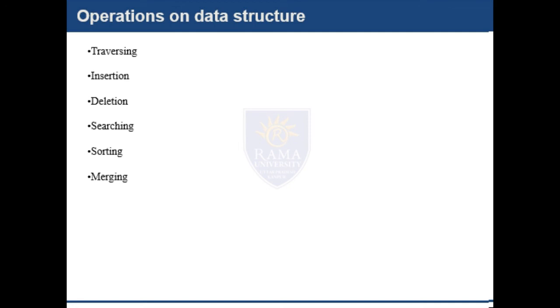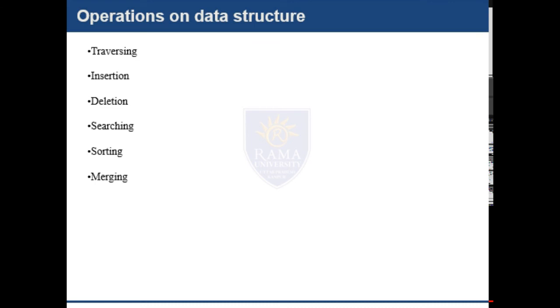4. Searching. The process of finding the location of an element within the data structure is called searching. There are two algorithms to perform searching: linear search and binary search. 5. Sorting. The process of arranging the data structure in a specific order is known as sorting. There are many algorithms that can be used to perform sorting, for example, insertion sort, selection sort, bubble sort, etc.